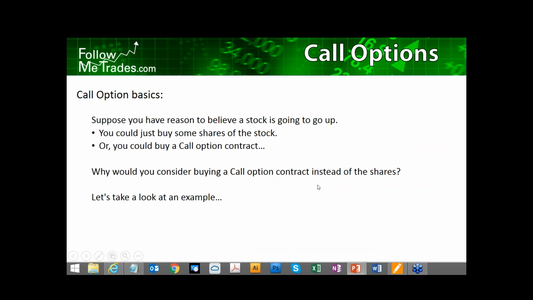So call option basics. So let's just take a scenario here. Suppose you have reason to believe, your analysis or you're reading about a company or you just like a company, whatever, you've got a reason to believe that the company stock's going to go up. Well, you could just go buy shares, right? You could just go buy shares in that company. Or you could buy a call option contract. Okay. So why would you consider buying a call option contract instead of just buying the shares? Let's look at an example here.